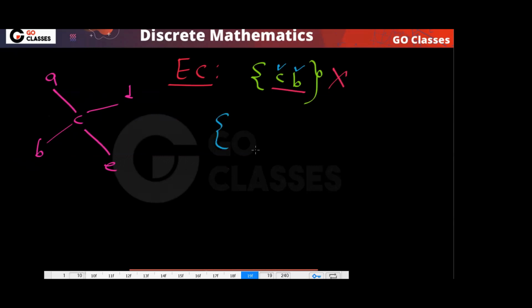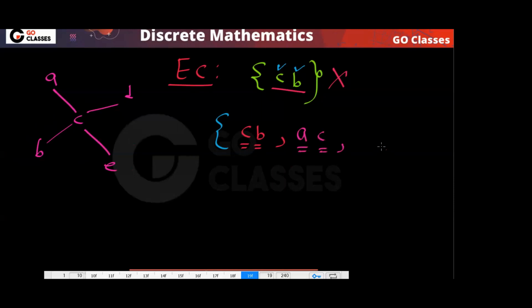Okay. Now, tell me one thing. What do you think? Minimum, how many edges do we need to cover all the vertices? Remember, one edge will cover only two vertices. For example, I can take CB. This CB will cover C comma B. These two are covered. Now I can take AC.